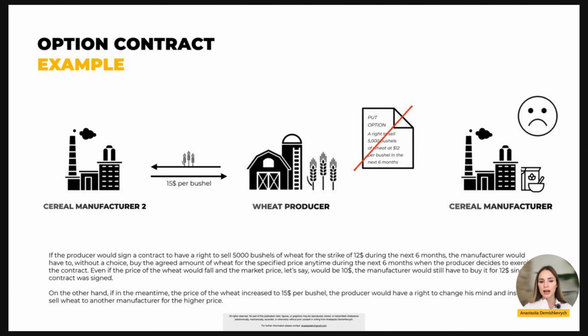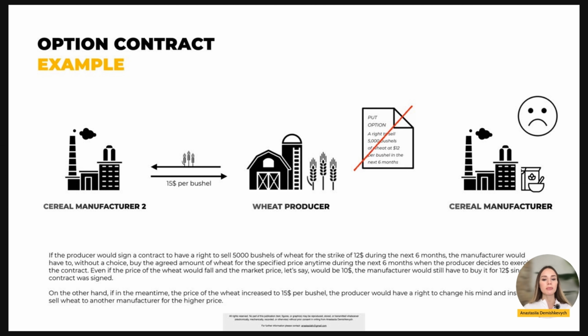On the other side of the coin, if the producer signs a contract to have a right to sell 5,000 bushels of wheat for a strike of $12 during the next 6 months, the manufacturer would have to, without a choice, buy the agreed amount of wheat for the pre-specified price anytime during the next 6 months when the producer decides to exercise the contract. Even if the price of wheat falls and the market price, let's say, is $10, the manufacturer would still have to buy it for $12 since the contract was signed.